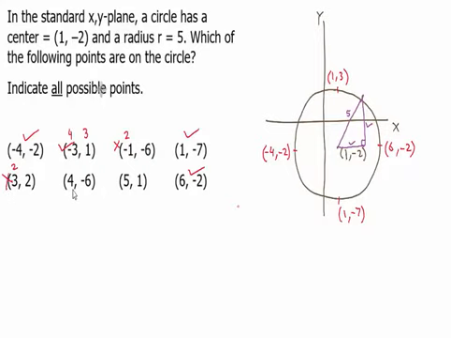What about 4, -6? The distance between 4 and 1 is 3. And the distance between -6 and -2 is 4. So this fits the bill. 5, 1, the distance between 5 and 1 is 4. And the distance between 1 and -2 is 3. So this one also works. So this, and this are points on the circle.